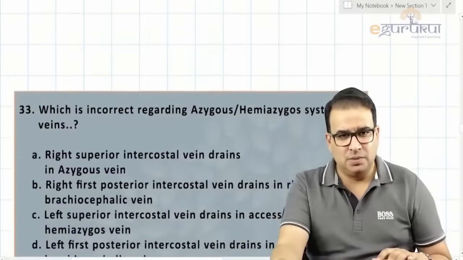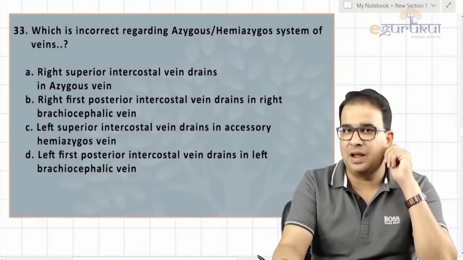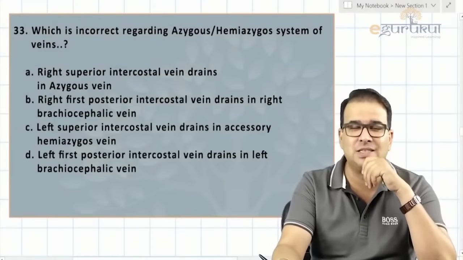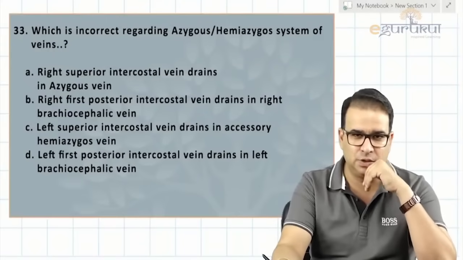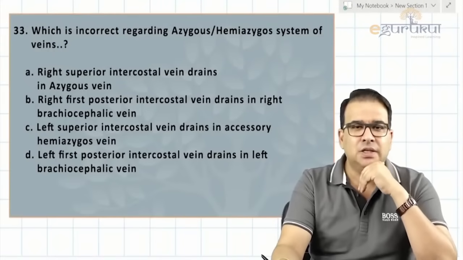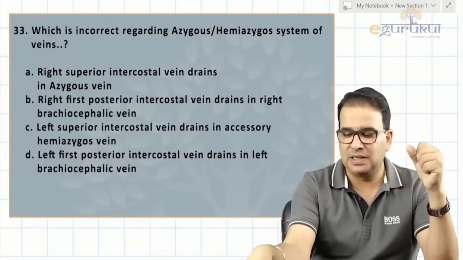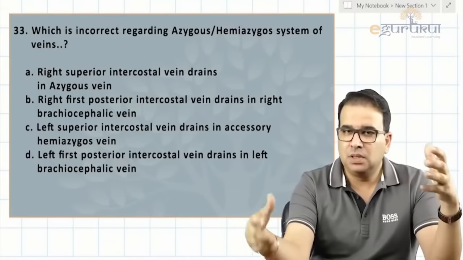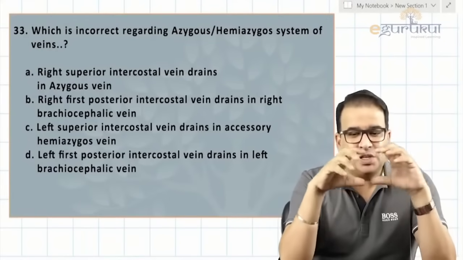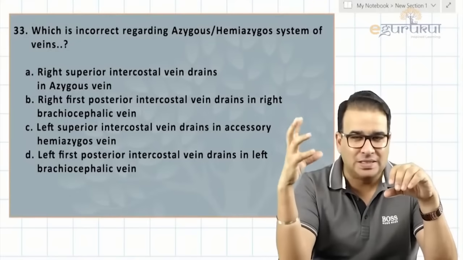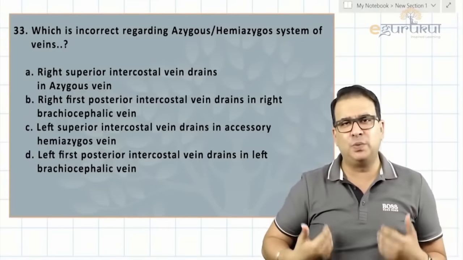Next in line, guys, question number 33. Question number 33 says, which is correct regarding the azygos and hemiazygos system of veins here. This is also a question which was asked about 2 years back in the NEET exam. So when you look at the azygos and hemiazygos system of veins, which is basically draining the intercostal spaces and the thoracic wall, the questions are usually targeted to the upper veins, like the upper 4-5 veins which are draining into the azygos and hemiazygos. Because the lower part is very simple.